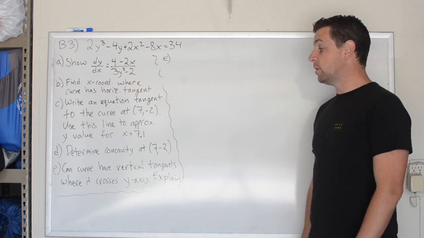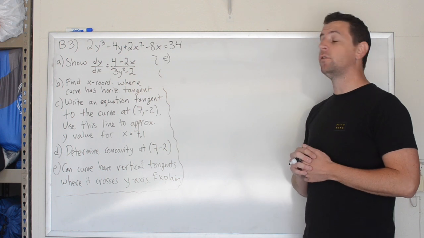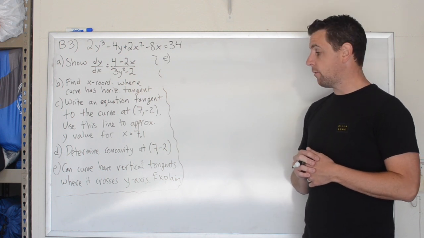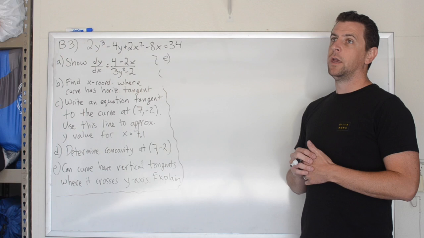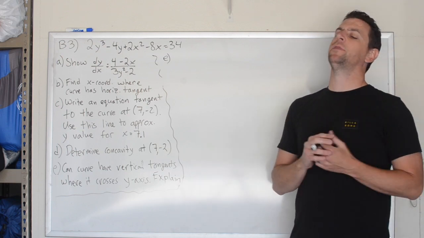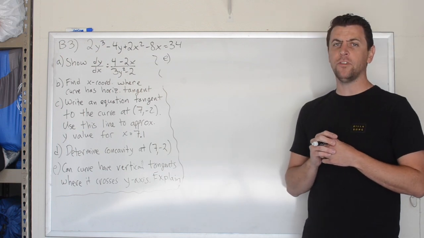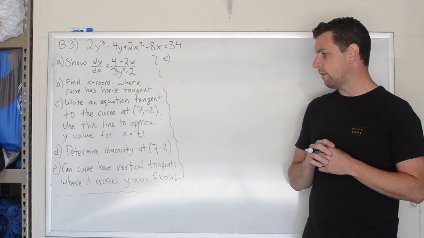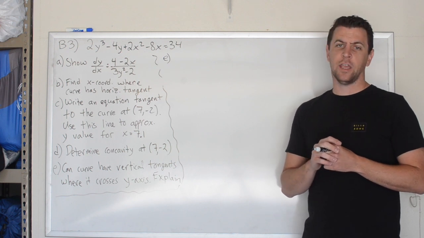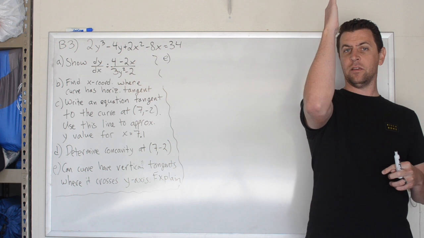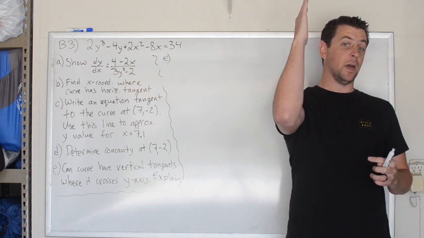On E, what they want to know is, can the curve have vertical tangents where the graph crosses the y-axis? And then we have to explain our reasoning. So let's think about what this is saying here. Our first thing we need to understand is, can the curve have vertical tangents? A vertical tangent would be when the slope is like this, which would be undefined.